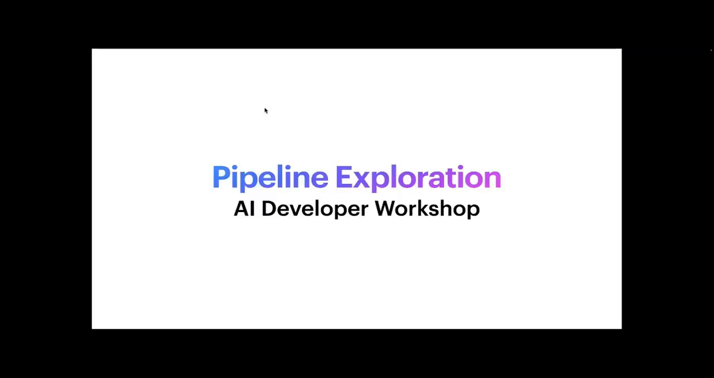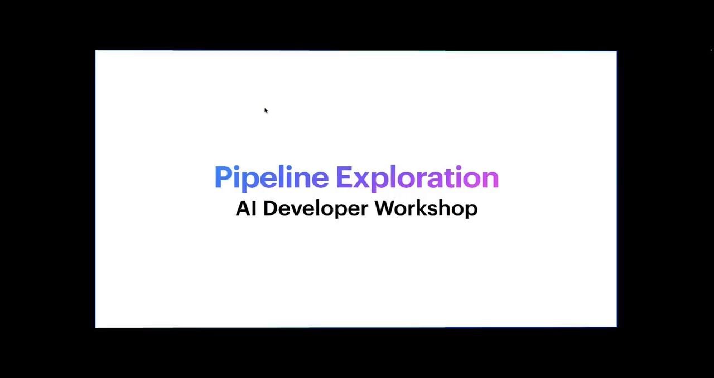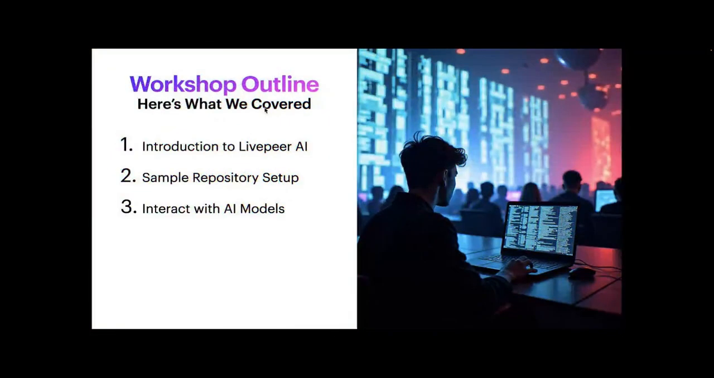So, in conclusion, this has been Pipeline Exploration. Here's what we covered. Another brief introduction to Livepeer AI. Got set up with the sample repository. We interacted with some AI models. We ran into some bugs. That happens. Thank you for being gracious with me, by the way. I'll be putting in some research to figure out how we can handle those more gracefully. And I think we might have also discovered an SDK bug, so that'll be interesting to work through as well.